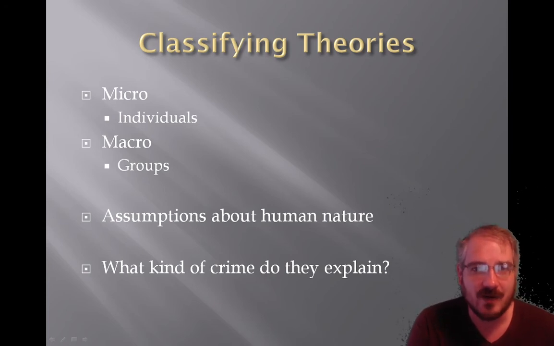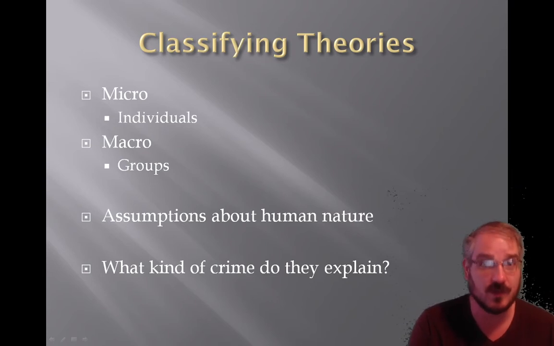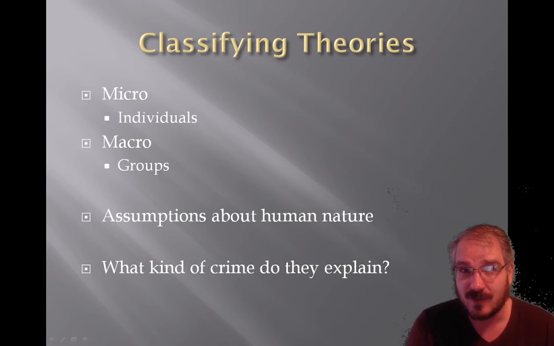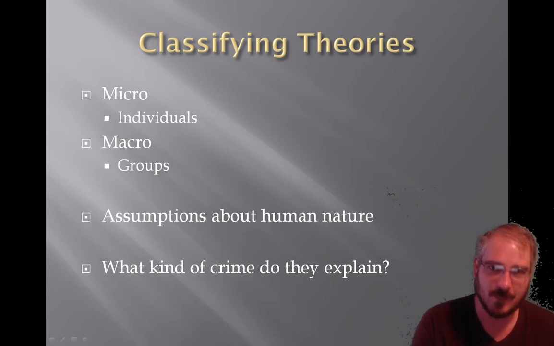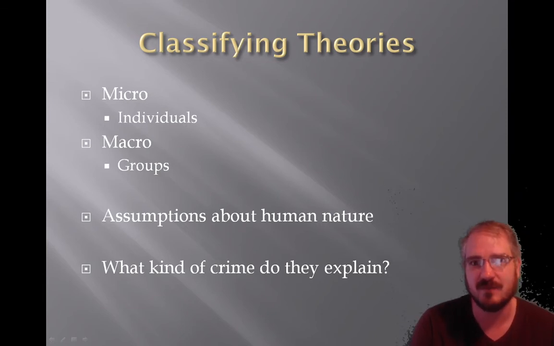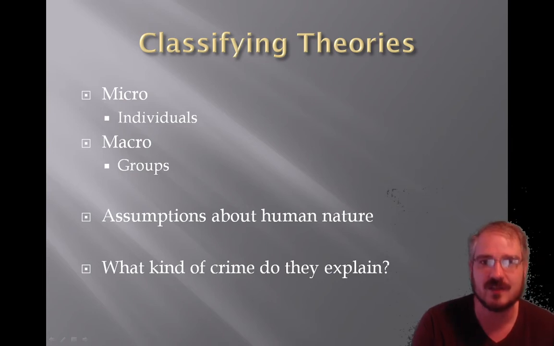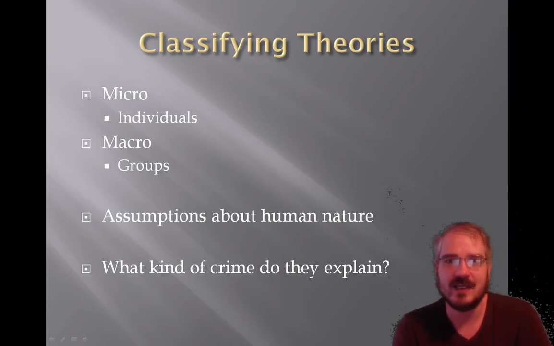Are people inherently good, and something has to happen to them to turn them into a criminal? Or are people inherently evil, and most of us are controlled by something, but some of us aren't successfully prevented from becoming a criminal, so they express that inherent evilness within them and commit crime? So are people inherently good or inherently evil, right?